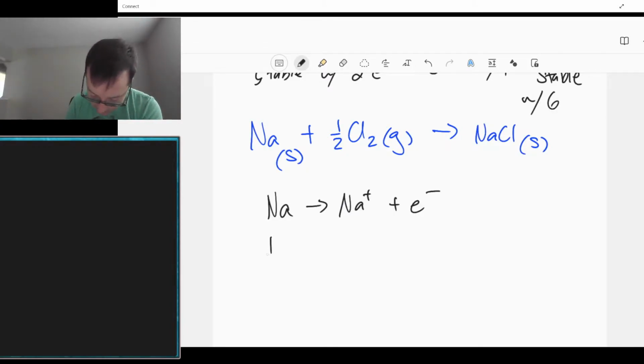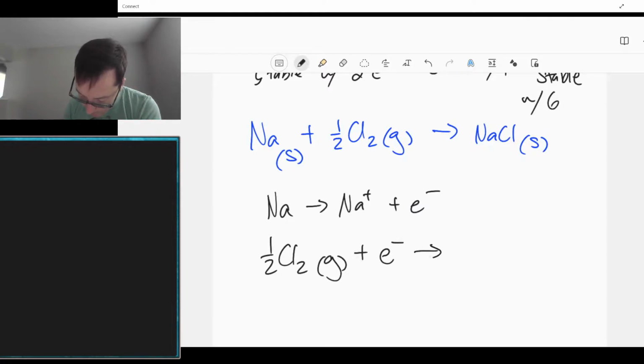And we know that chlorine, which again we typically indicate as half Cl2, right? We know that it's going to be accepting, right? And we saw we had terms for this, right?